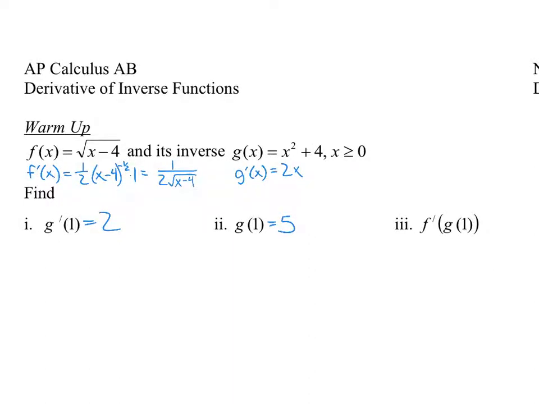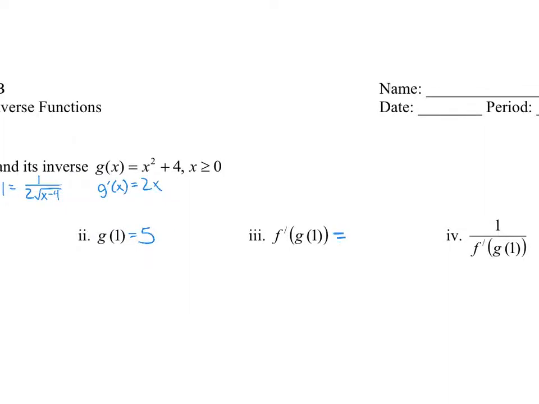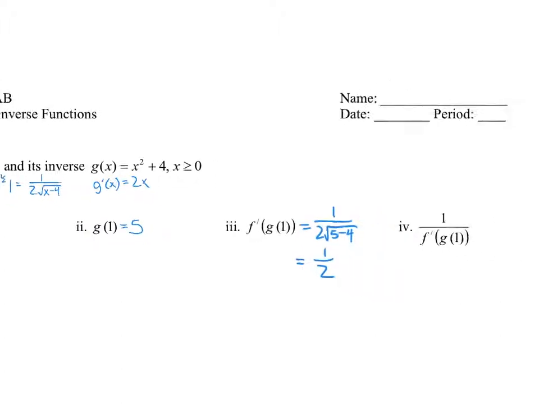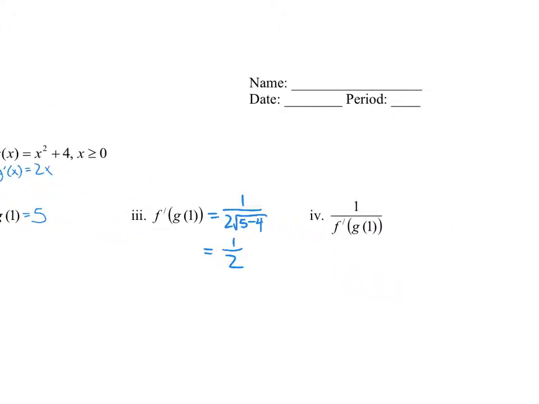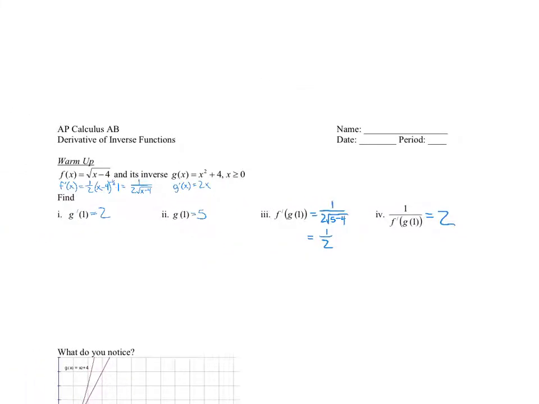Now, f prime of g of 1. So plug in 5 into the derivative. Good. So it's going to be 1 over 2 radical 5 minus 4, which is 1/2. What is 1 over f prime of g of 1? 1 over 1/2, which is 2. What do we say g prime of 1 is? 2. And that right there brings us to the formula for today.